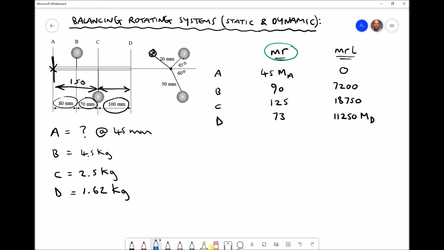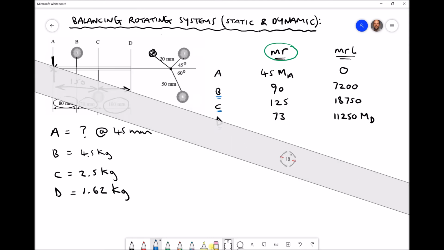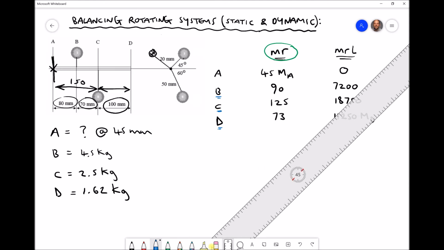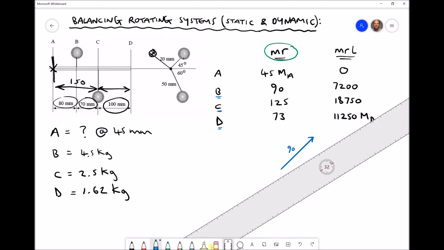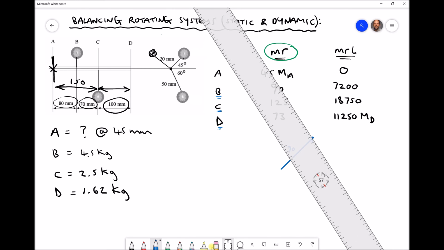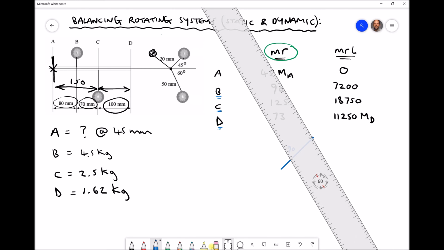So let's begin constructing our vector diagram then. This time I'm going to start with vectors B, C and D, and the resultant vector can then be used to determine the mass of A. So B has a value of 90 at 45 degrees. Again, I'm not drawing this to scale, but I want the proportions to look roughly right. So B, 45 degrees, magnitude 90. C, angle minus 60 degrees, magnitude 125, so slightly longer than our previous vector.